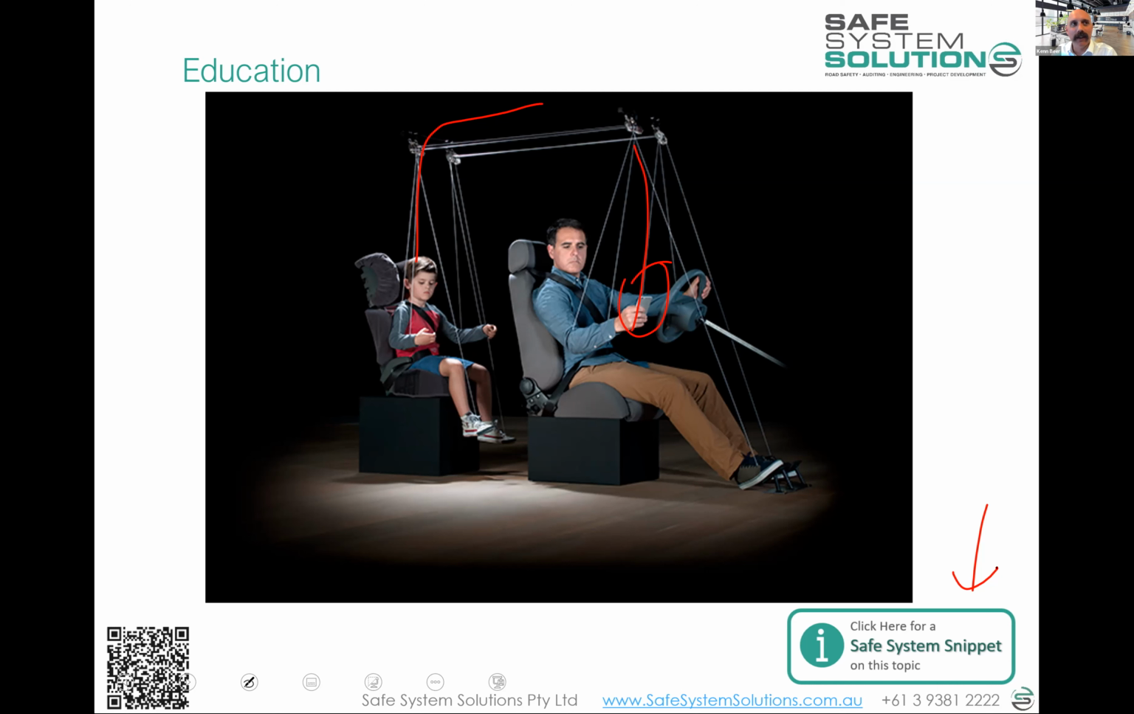Instead of saying we're reducing the speed limit on this road from 100 to 80 for your safety, we're doing it for the safety of wildlife. That's a far greater hook most of the time.